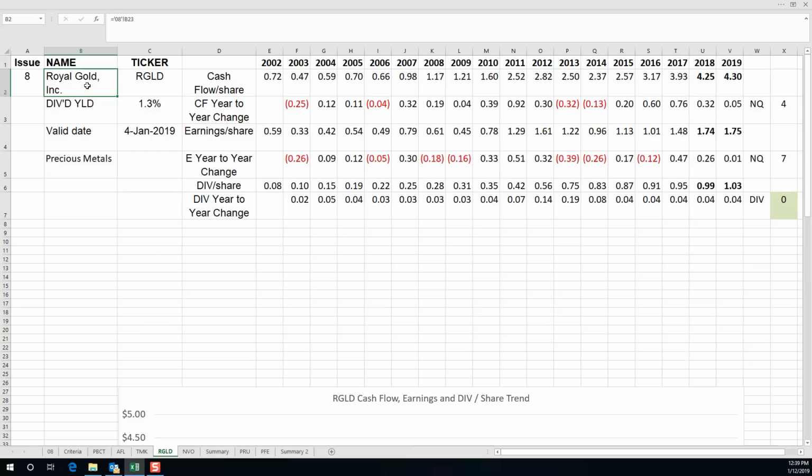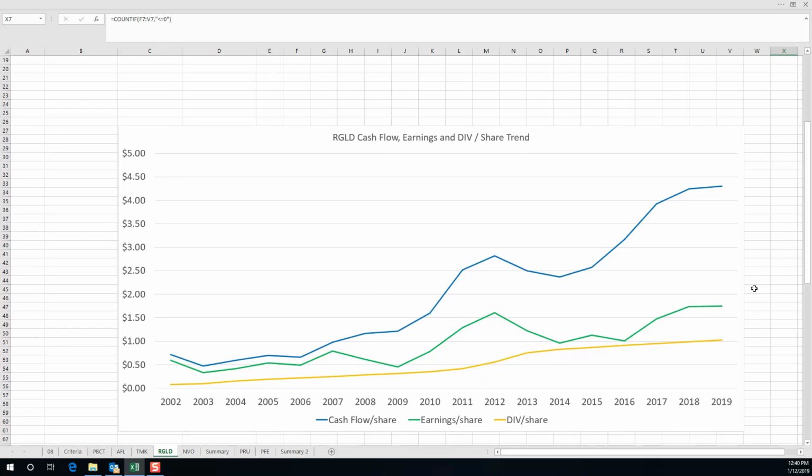Royal Gold Incorporated, RGLD. They are yielding 1.3%, and they are a Div 0. Can you believe that? 17 straight years of a precious metals company increasing their dividends per share. Now, they did not make it on cash flow or earnings, but they're looking after their investors.